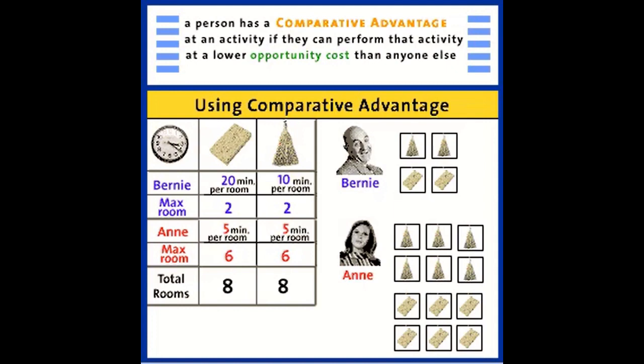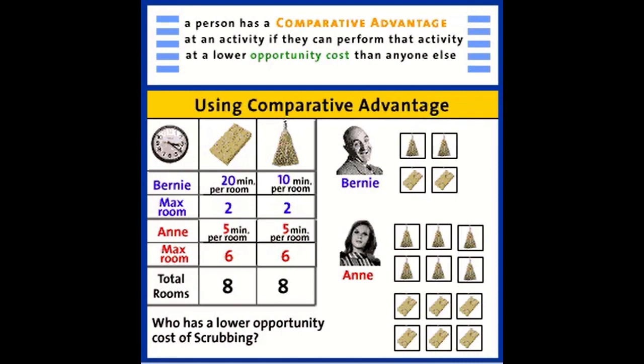Now, we're ready to introduce the concept of comparative advantage. Comparative advantage refers to your opportunity cost relative to the opportunity cost of someone with whom you might trade. We say that you have a comparative advantage in the provision of a particular good or service if your opportunity cost of providing that good or service is lower than the opportunity cost of someone with whom you might trade. Let's use an example now to try to make this concept very clear.